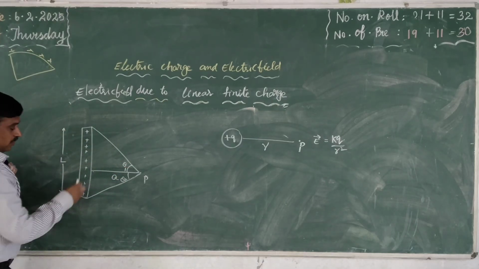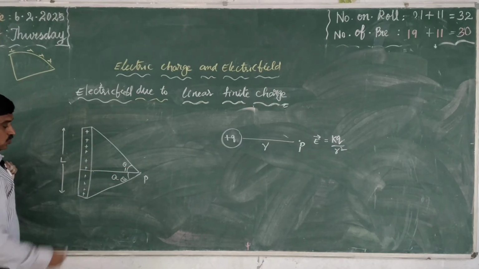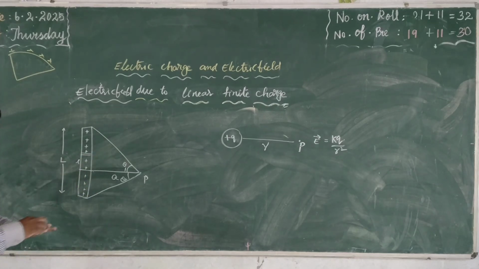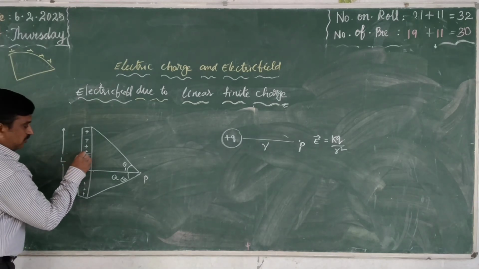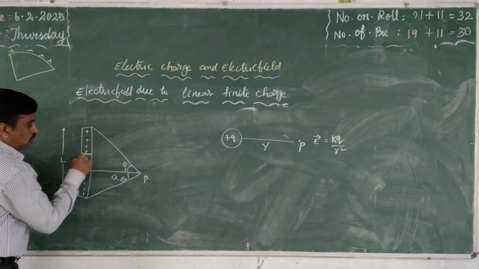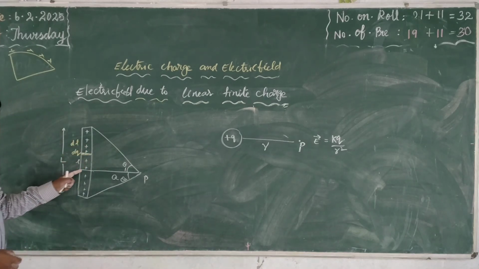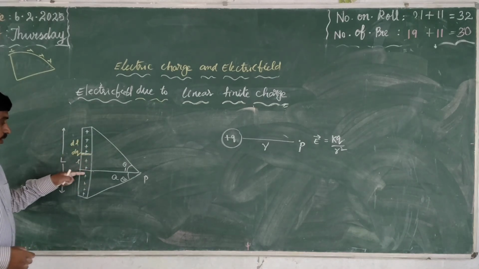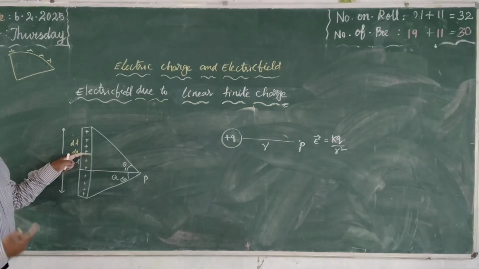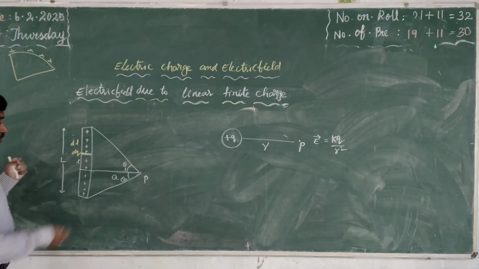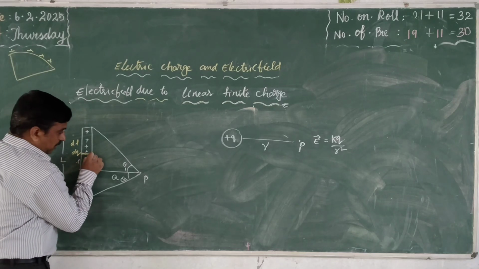At distance L from this point, we can cut a small elemental part. Why? We already know Coulomb's law is valid for point charges only. That's why we cut this part. This charge is dq and its length is dl. Due to this dq, what is the electric field now?